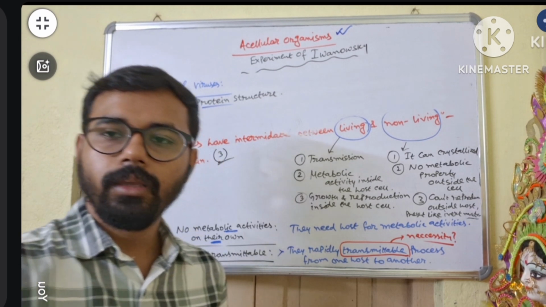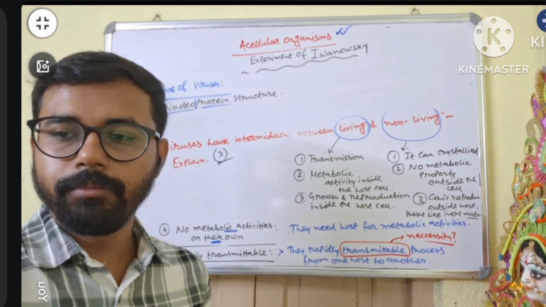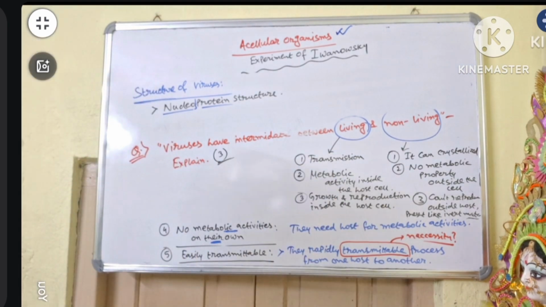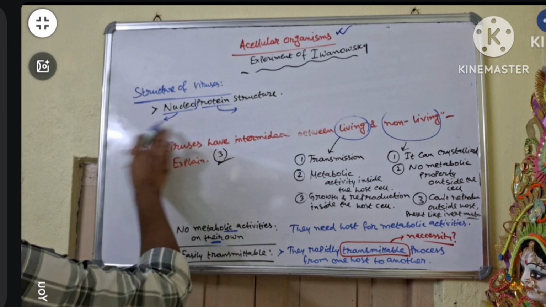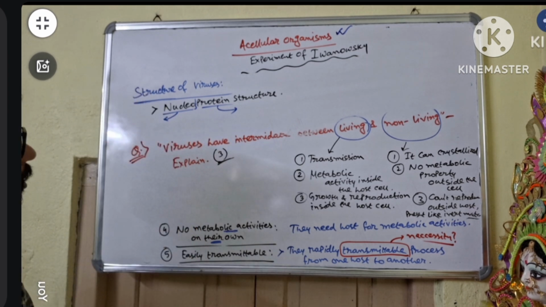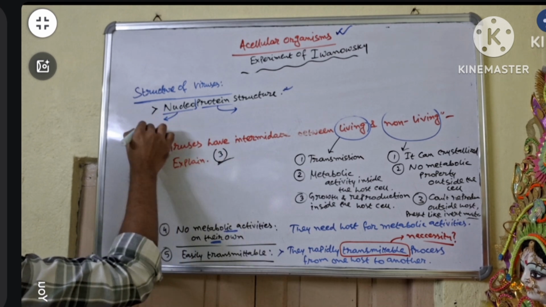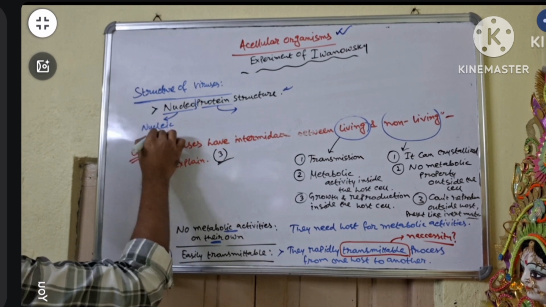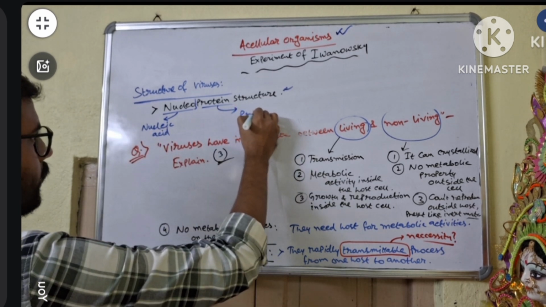From nucleo it will be RNA or DNA, genetic material, and protein means another material, that is the biomolecule protein. So there are two compositional structures inside the virus structure. One is nucleic acid, from the nucleo we can say it is composed of nucleic acid, and the other is protein.